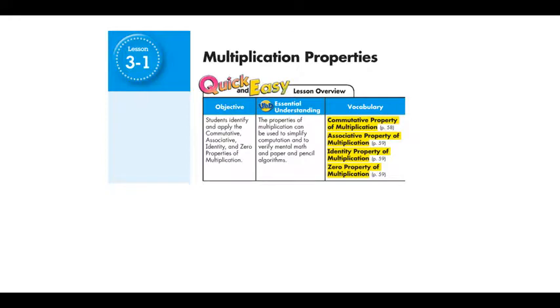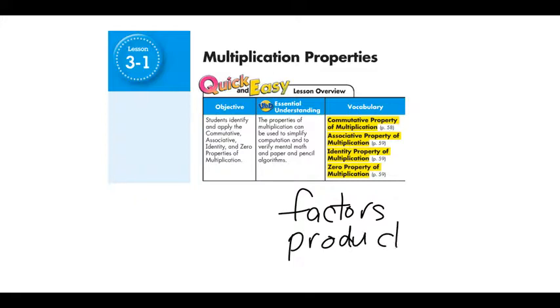Some other words you'll hear me say are factors, which are the numbers in a multiplication problem, and the product, which is the answer to a multiplication problem. Make sure that you have your book, your notebook to take notes and solve problems, and of course a pencil.